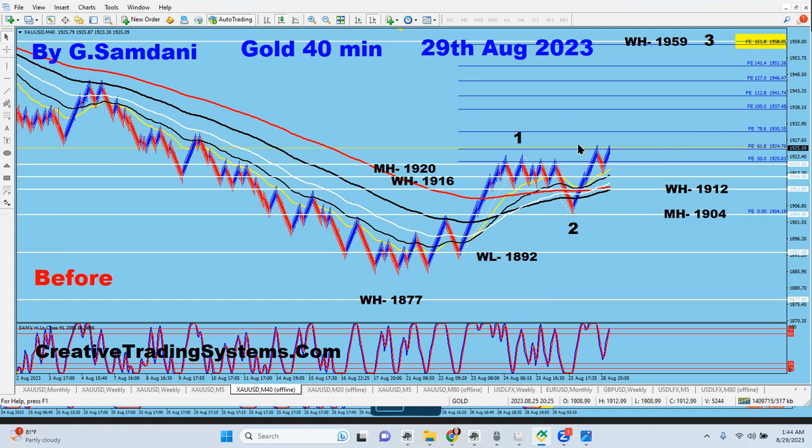So let's see what happened. All right, so the wave 3 target is 1959 for today and tomorrow. Maybe we can achieve it. And I have my entry already around 1920, just above 1920.